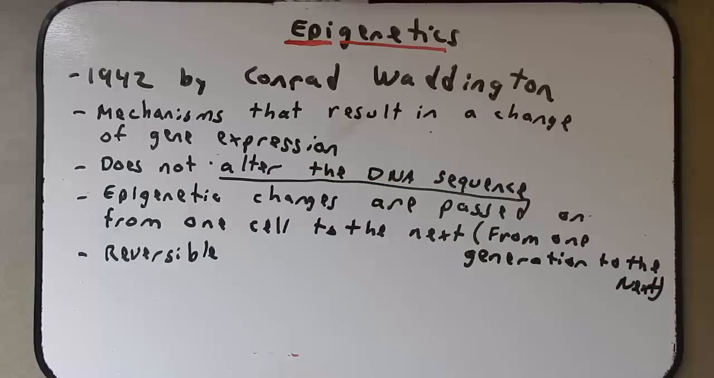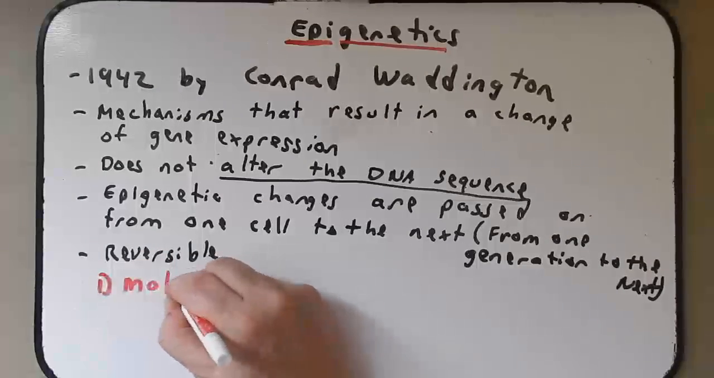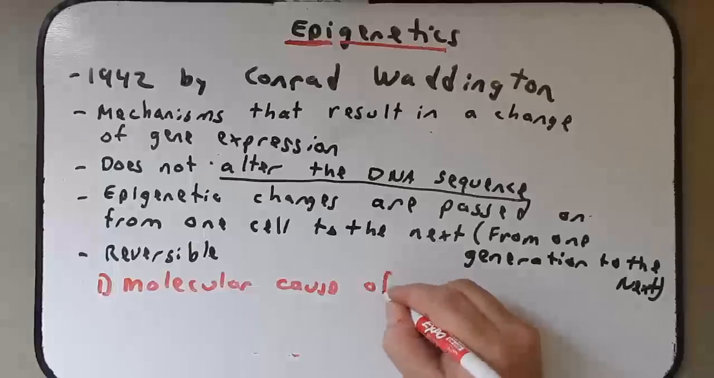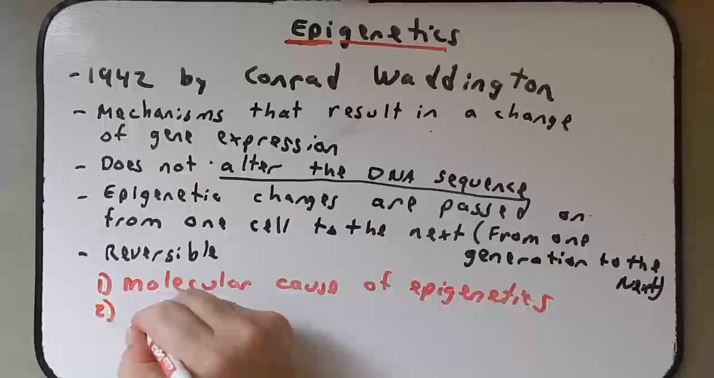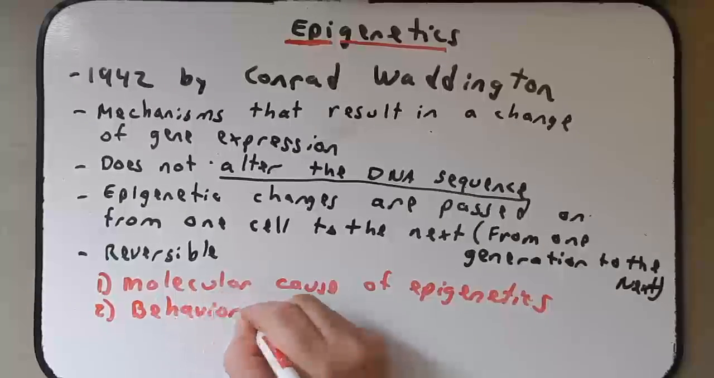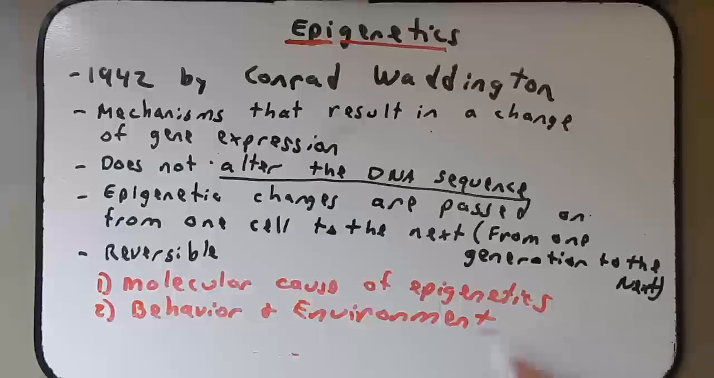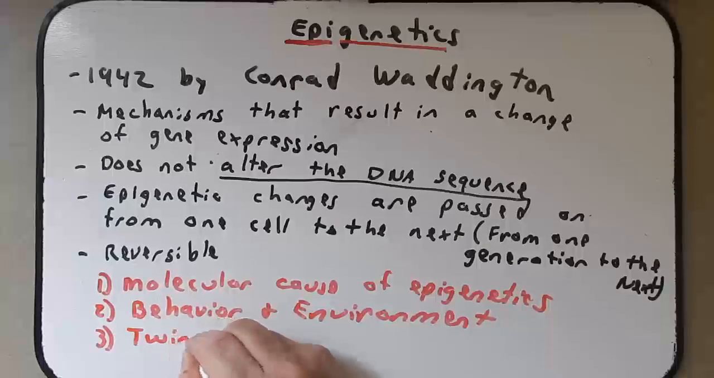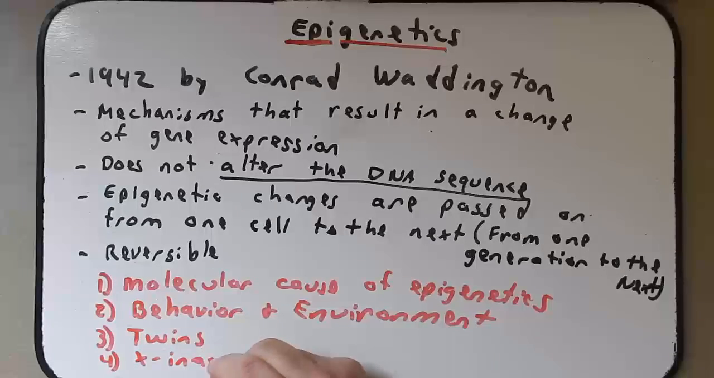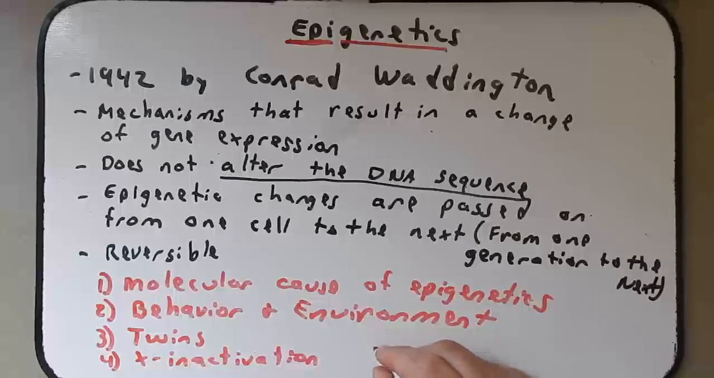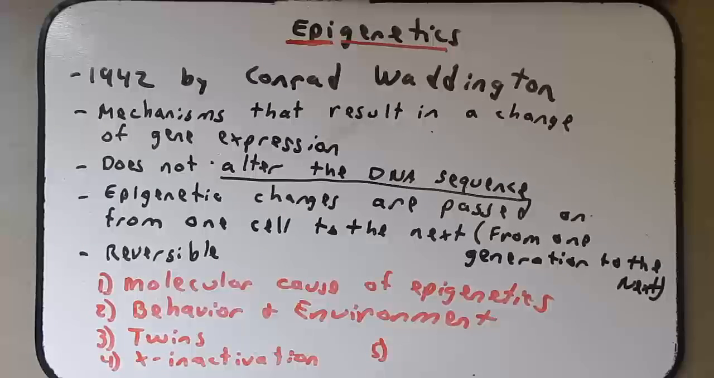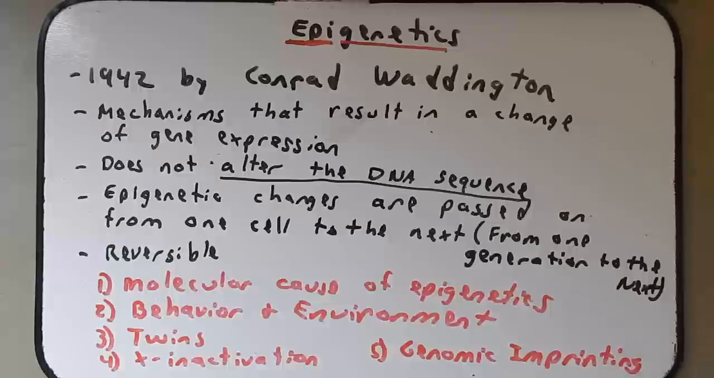So over the next several whiteboards here, we're going to talk about, in brief detail, the molecular cause of epigenetics. And then we want to talk about some examples of how behavior and environment can affect epigenetics. We'll talk about several examples of this as well, either in this podcast or in class. We'll touch a little bit on twins, something called X inactivation, and we'll come back to X inactivation at the end of the semester as well. And then the last thing, which is a really cool thing, one of the most interesting things of epigenetics, is something called genomic imprinting. So let's go ahead and get started with the molecular causes of epigenetics.